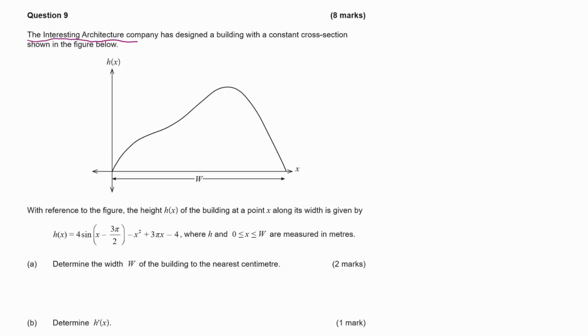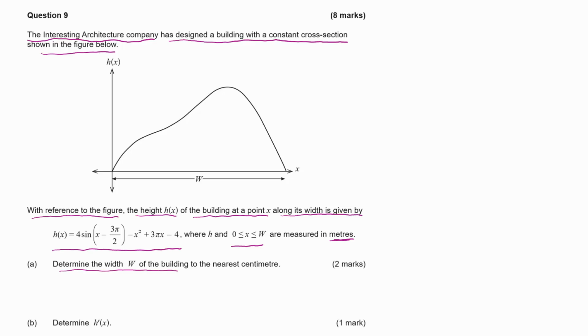The interesting architecture company has designed a building with a constant cross-section shown in the figure below. With reference to the figure, the height h of x of the building at a point x along its width is given by this function h. We can see the domain of that function is from 0 to w, and everything is measured here in meters. We want to determine the width of the building correct to the nearest centimetre.